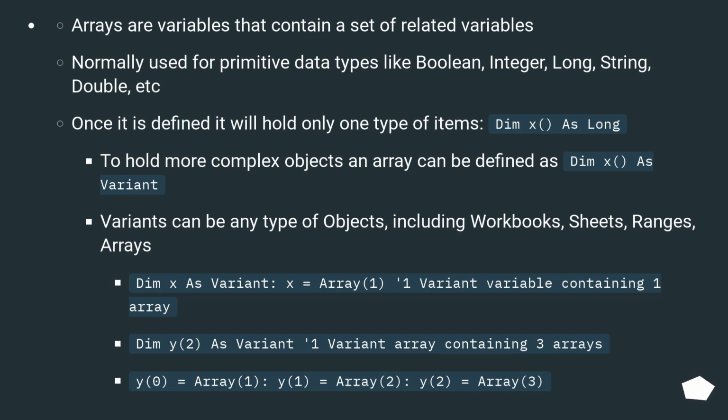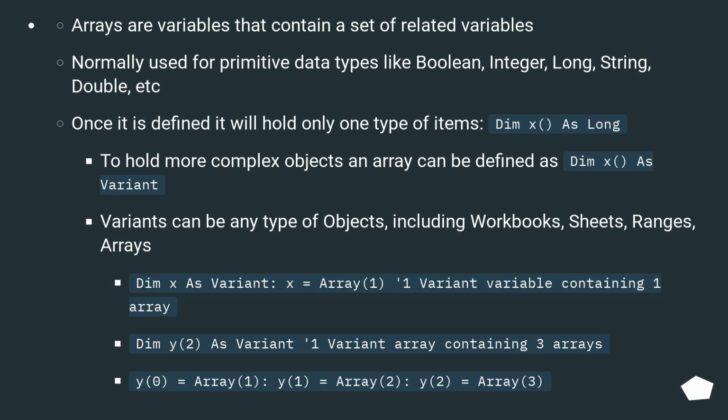Once it is defined, it will hold only one type of items, Dim x as Long. To hold more complex objects, an array can be defined as Dim x as Variant. Variants can be any type of objects, including workbooks, sheets, ranges, arrays.